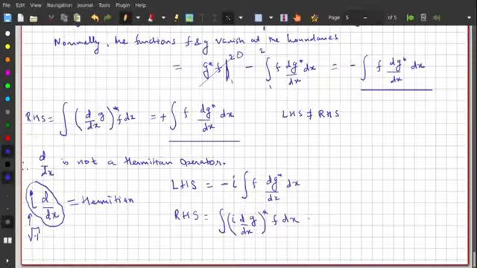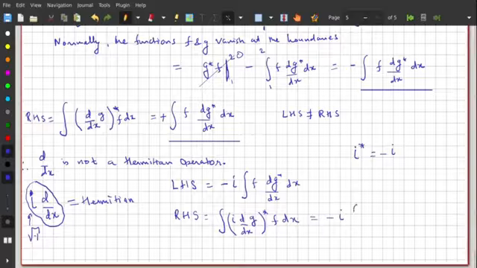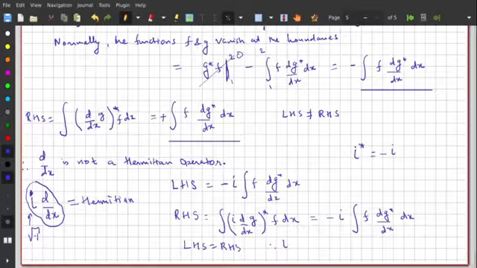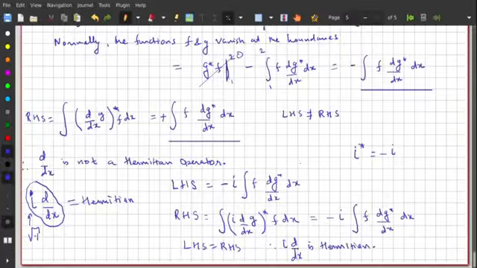And now when we do the complex conjugation, i complex conjugate is minus i. So this will become minus i integral f dg star dx. So therefore you see here LHS becomes equal to RHS, and hence we show that i ddx is Hermitian. So that's the basic idea about what we mean by Hermitian operators.